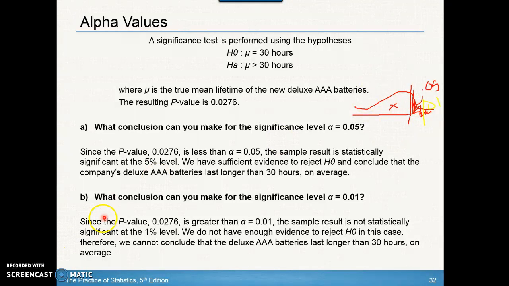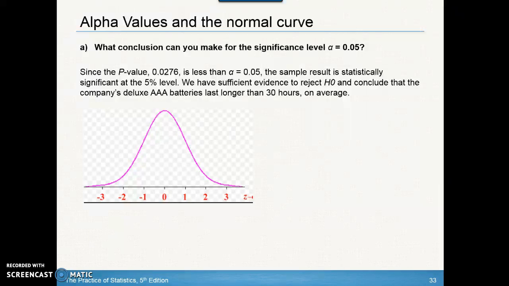So since the p-value is greater than alpha, if we're talking about areas of the curve, it takes up that 0.01 plus a little bit more of that. So it's gone into the rejection and then into the region where I failed to reject. The sample result is not statistically significant. We do not have enough evidence to reject the null in this case. Therefore, we cannot conclude that the deluxe AAA batteries last longer than 30 hours on average.